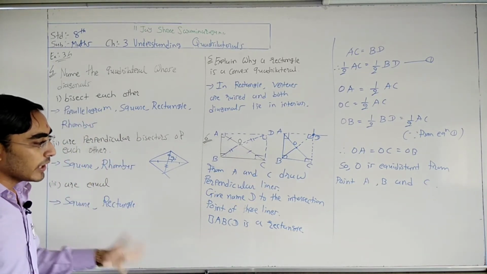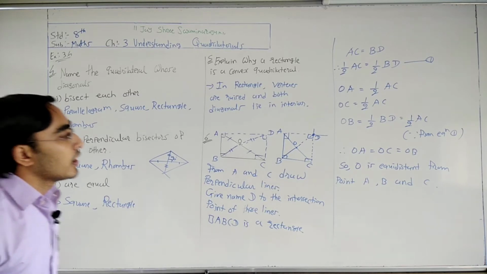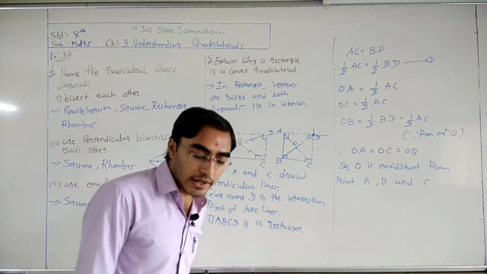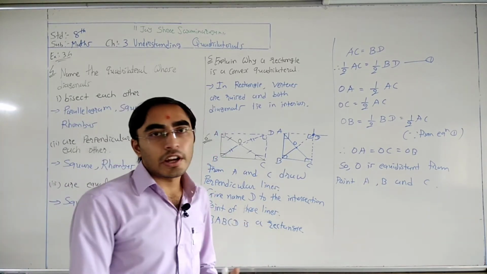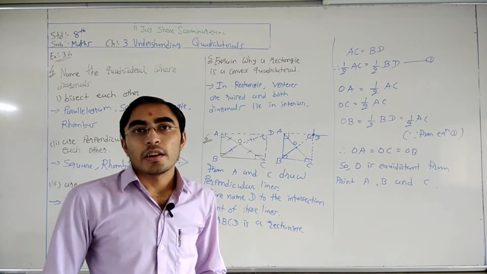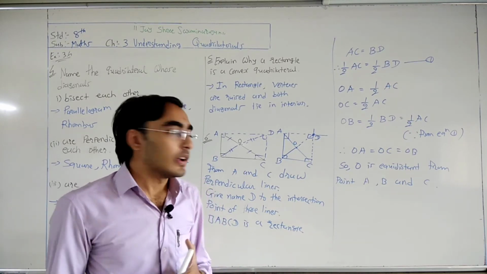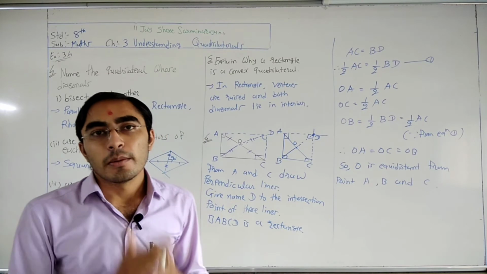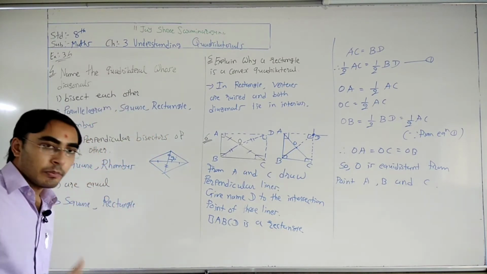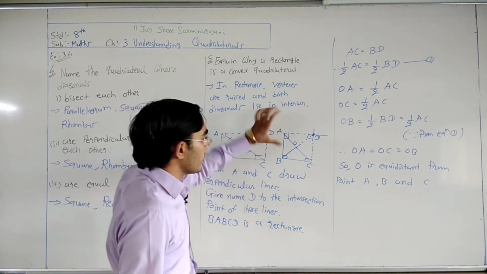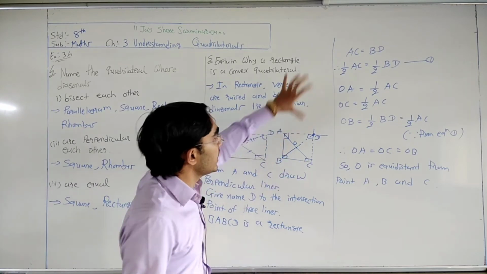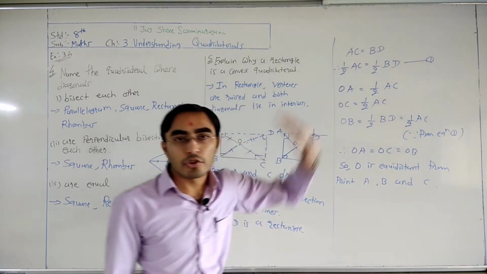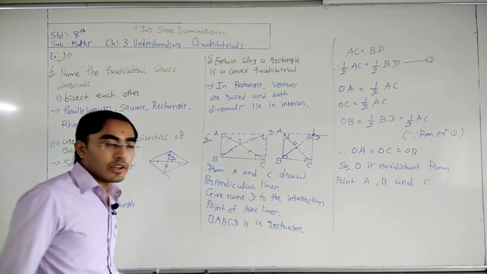Okay. Now why did we make a rectangle? Now if it is a rectangle, we know one property: both the diagonals are the same in a rectangle. So here both the diagonals AC and BD are the same. AC is equal to BD. Both the diagonals are the same.